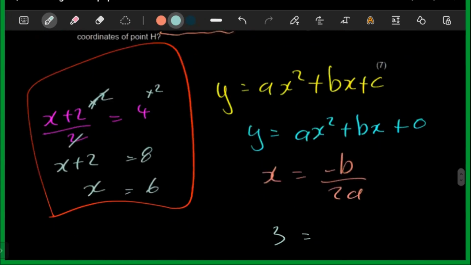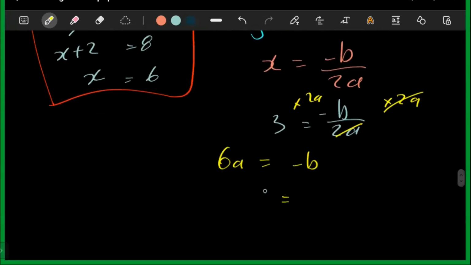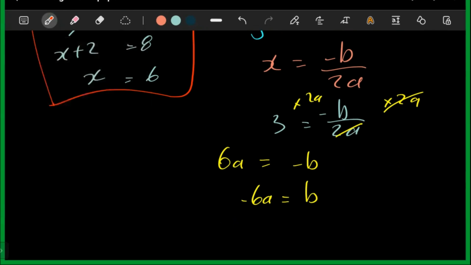And then we have here negative b over 2a. So we have an equation that has b and a. So let's maybe isolate b. Times 2a times 2a. This is like 6a. This is equal to negative b. Divide by negative, that's like negative 6a, which is b here. So all this being done, we have b now.